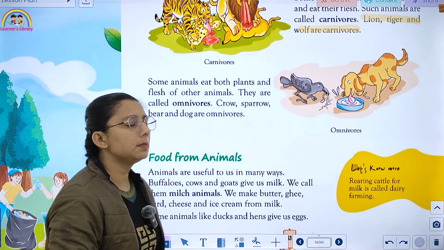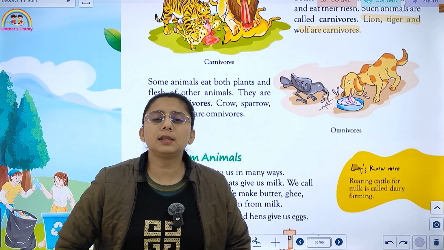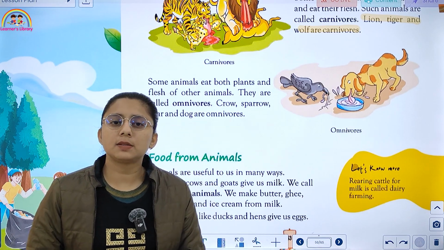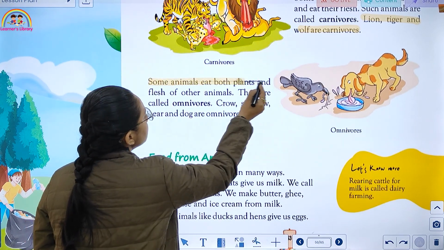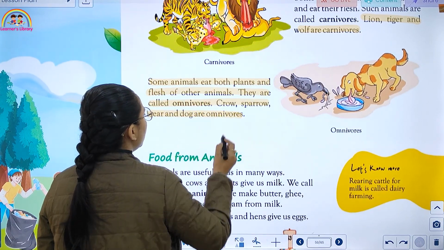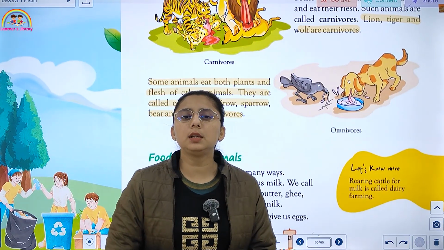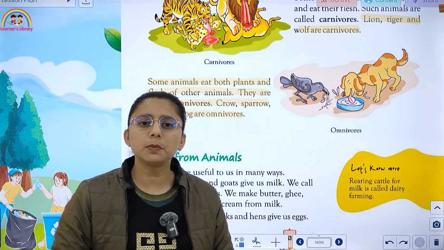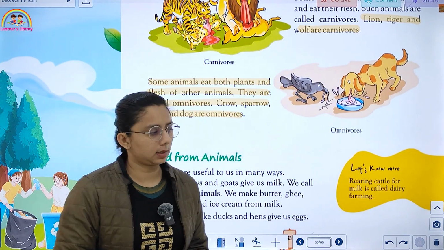Now we have some animals जिन्हें हम omnivores कहते हैं. These are the animals that eat both plants as well as flesh of other animals. They are called omnivores, like crow, sparrow, bear, dog. What are these? These are omnivores क्योंकि plants भी खाते हैं और flesh भी खाते हैं.